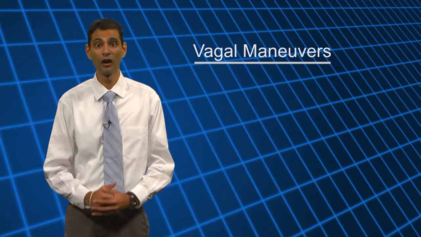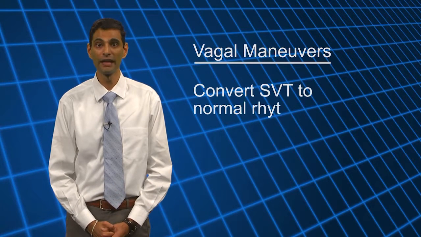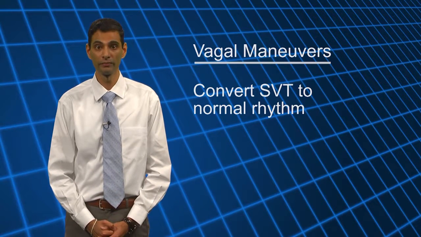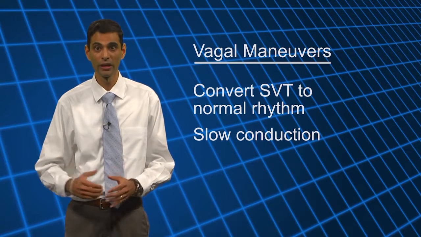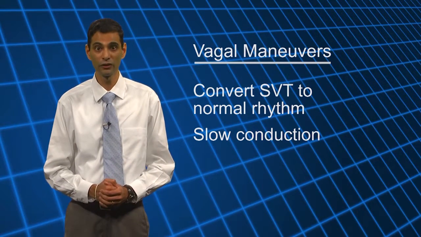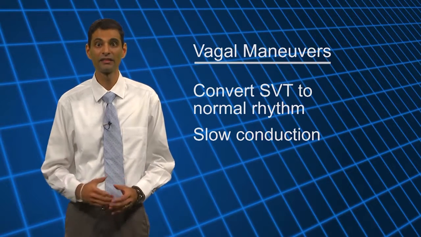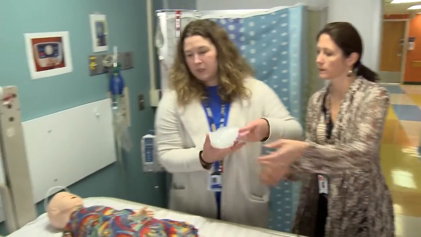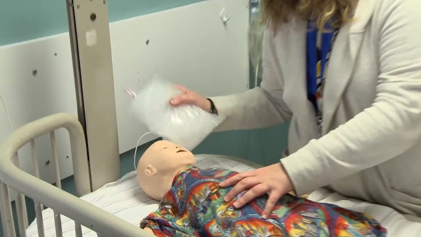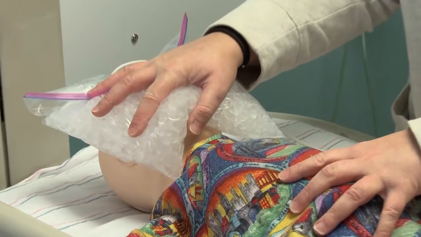Vagal maneuvers are often used to try to convert the SVT to a normal rhythm. Vagal maneuvers slow conduction through the AV node. If the rhythm does not convert after the second attempt, select another method or provide medication therapy. Vagal maneuvers include ice to the face, the Valsalva maneuver, and carotid massage.